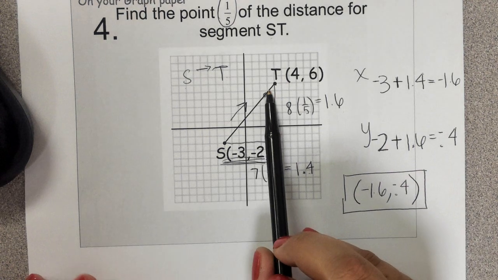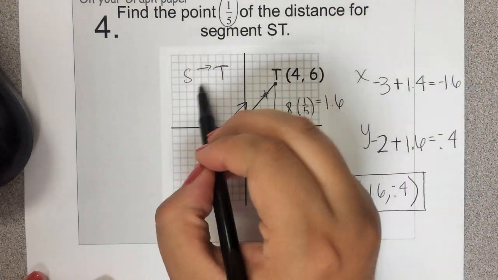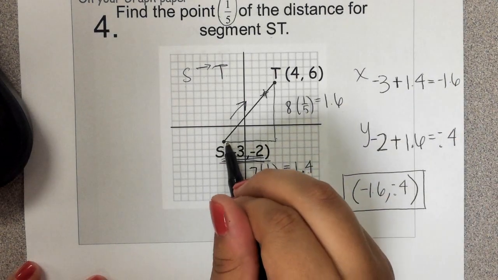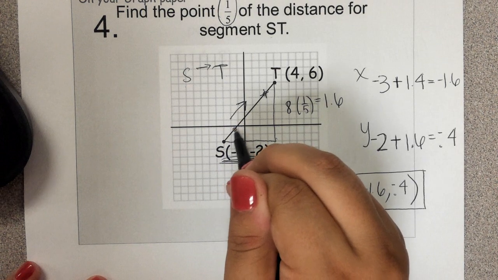Why doesn't that make sense? What did I do wrong? I was going from T to S. So this one's wrong. You pay attention, S to T. So I got to go over 1.6, up 1.4. So that would make more sense.